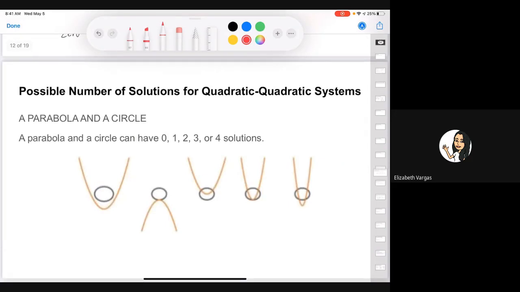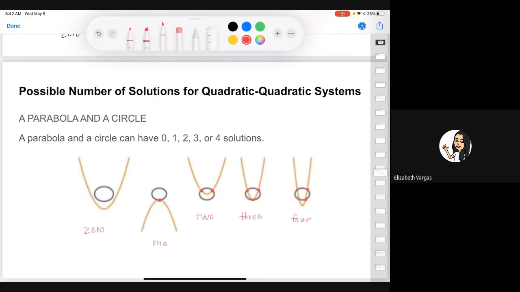What if you have a parabola and a circle? Well, again, you're just looking for those points of intersection. Here you notice there's no points of intersection, so that would be 0. Here there's 1 point of intersection, so that would be 1. Here there are 2 points of intersection, so that would be 2. Here there are 3 points of intersection, so that would be 3. And here there are 1, 2, 3, 4 points of intersection, so there would be 4.